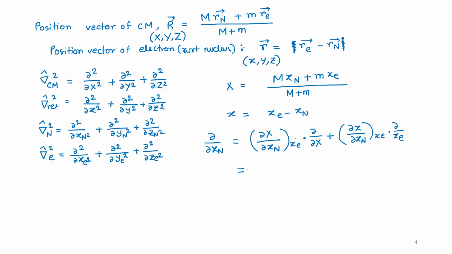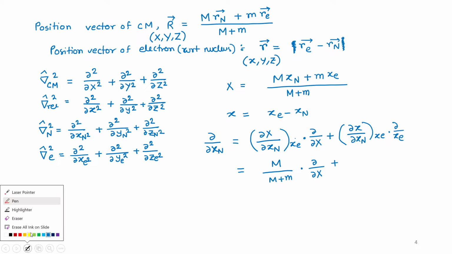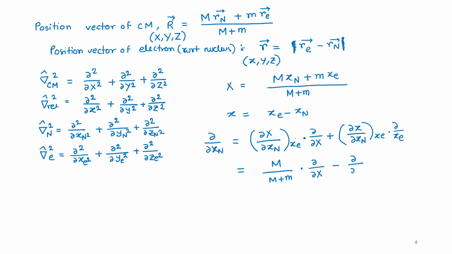So what we will get from here, if we do a differentiation with respect to xn where xe is constant, we will be getting capital M divided by this, del by del capital X, and here we will actually get negative, because this is constant and this is minus 1. If we do the differentiation, we will get minus 1 del by del small x.